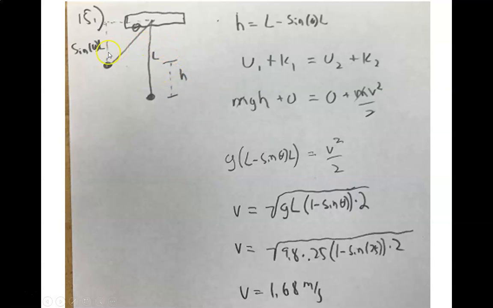So if we use a little basic trig, we know that this side here will equal the sine of theta times L. Okay, this side right here, and this is L. So the difference between these two is going to be the distance that it falls down. So that's going to be L minus sine of theta times L, and that's going to be the height that it falls. So just getting that out of the way before we get into conservation of energy.